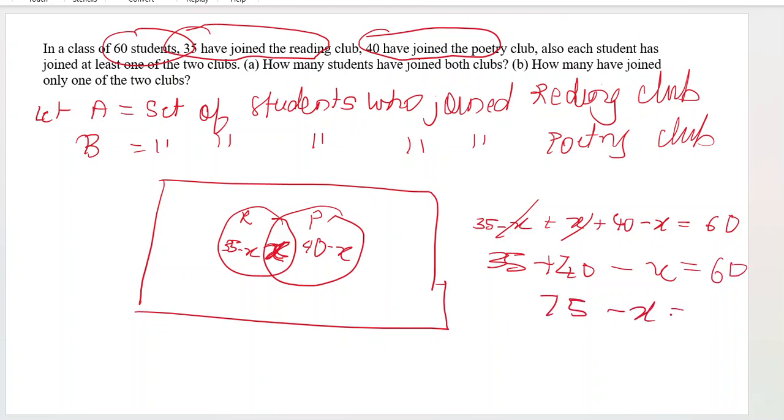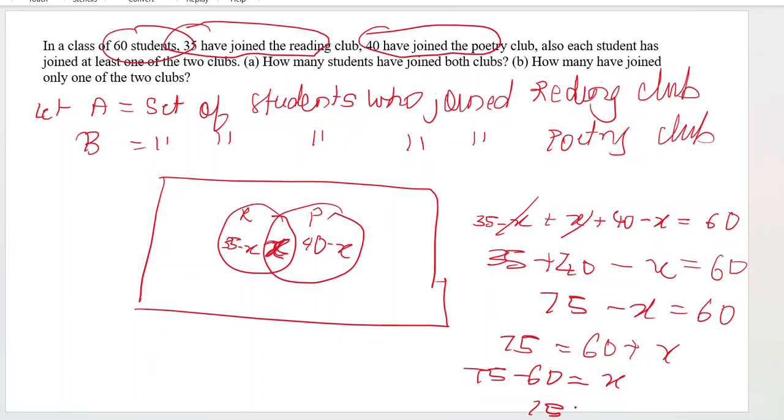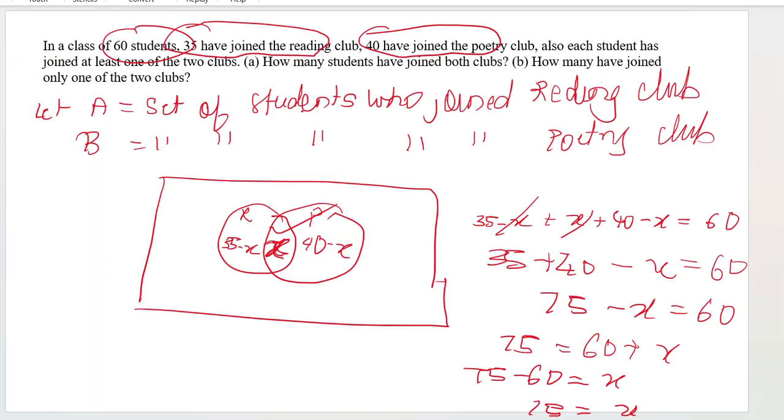75 minus X is equal to 60. 75 is equal to 60 plus X. 75 minus 60 is equal to X. Therefore 15 is equal to X. Now this 15 is the number of students who have joined both the clubs. So the answer to the question is 15, because we were asked how many students have joined both the clubs, and this is X, and the value for X is 15. Similarly, now we are asked how many have joined only one of the two clubs.